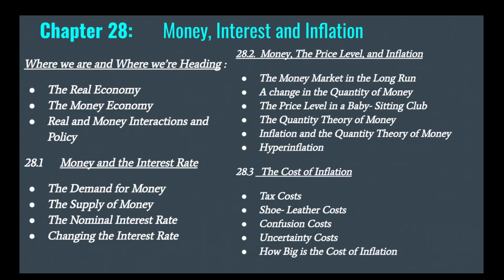Chapter 28 Money, Interest and Inflation. Where we are and where we are heading. The real economy, the money economy, real and money interactions and policy. 28.1 Money and the interest rate. The demand for money, the supply of money, the nominal interest rate, changing the interest rate.